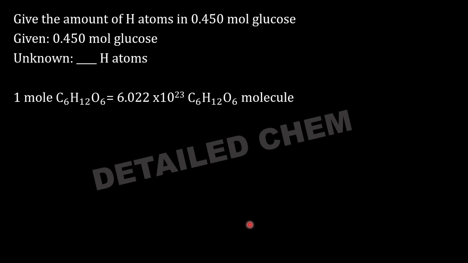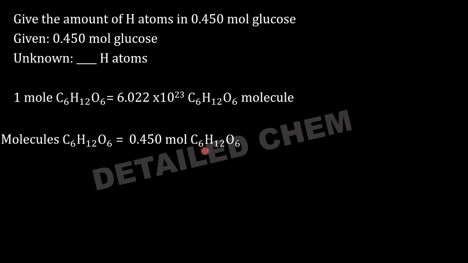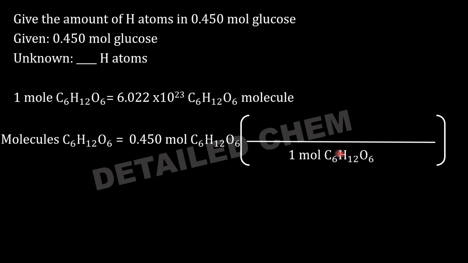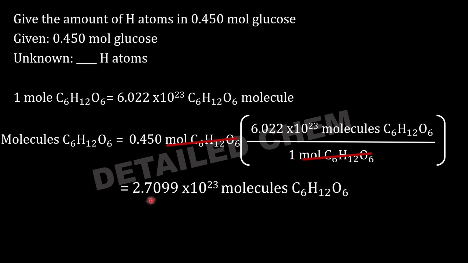So let's solve the number of molecules of glucose. So molecules of glucose is equal to 0.450 mole of glucose. This is given in the problem, okay? Multiplied by 1 mole of glucose, then the numerator should be the Avogadro's number. Molecules of glucose is equal to 2.7099 times 10 to the power of 23 molecules of glucose. So I put 4 decimal digits here because this is not our final answer. Remember that our unknown is the hydrogen atoms.